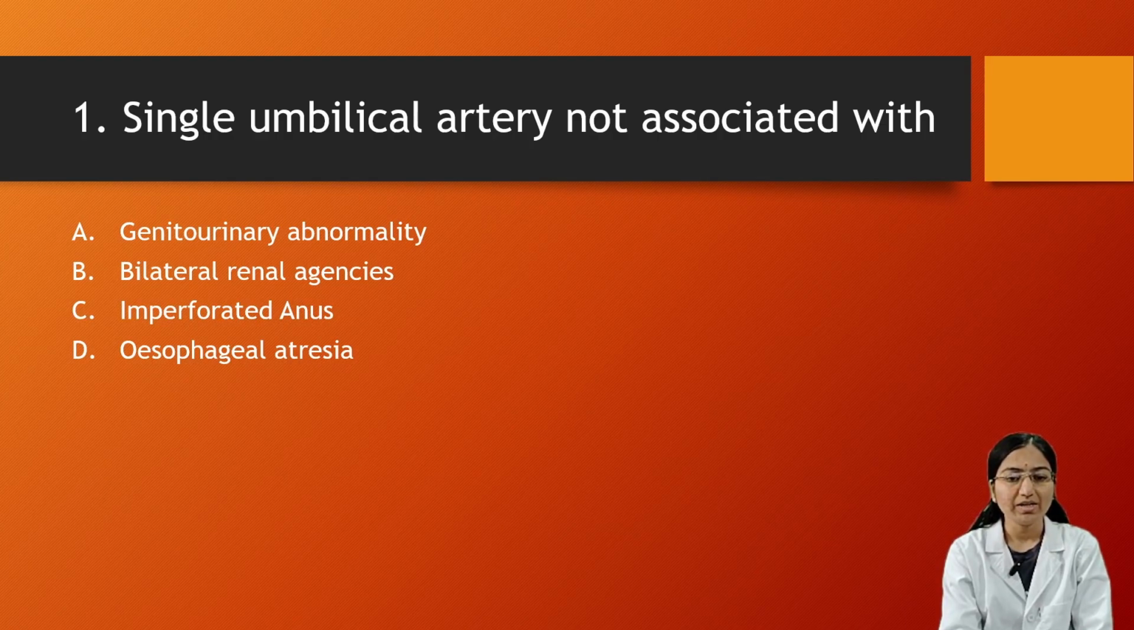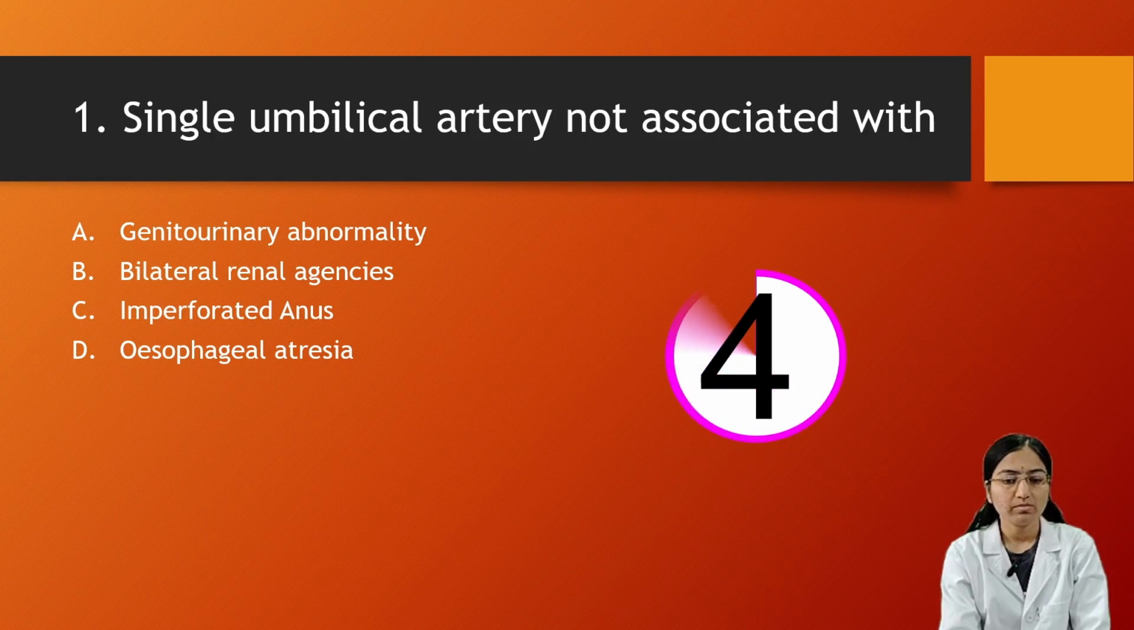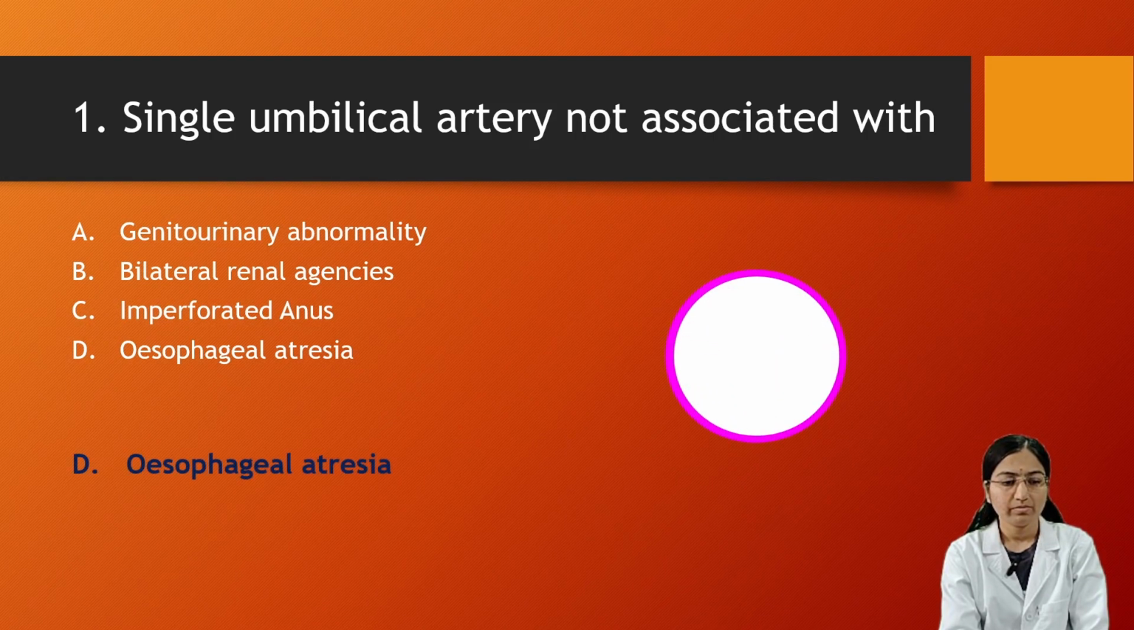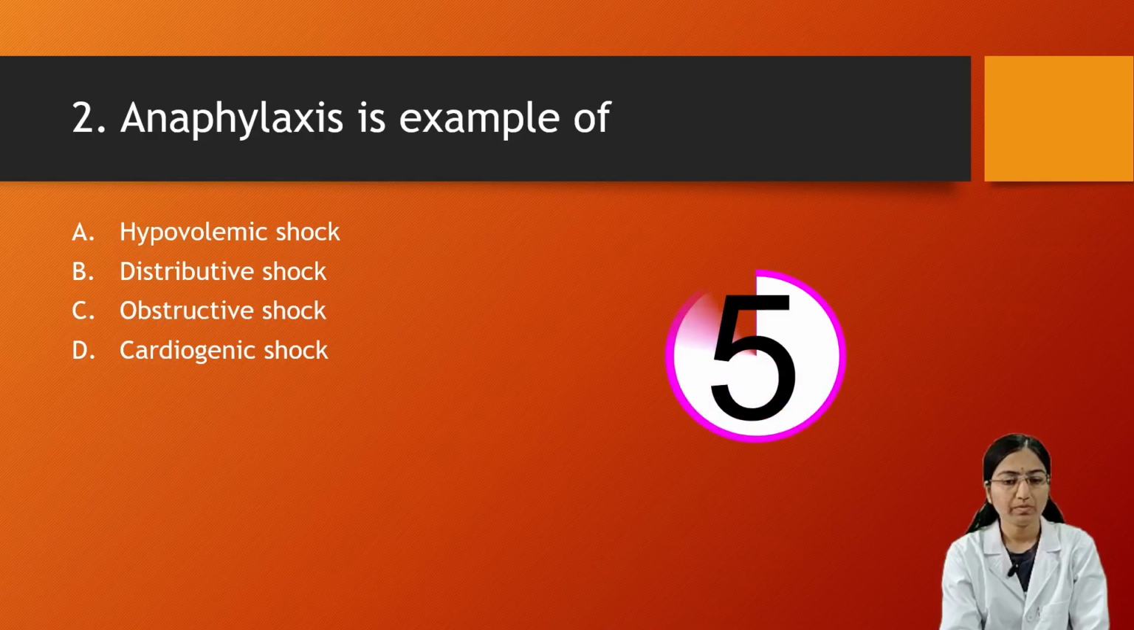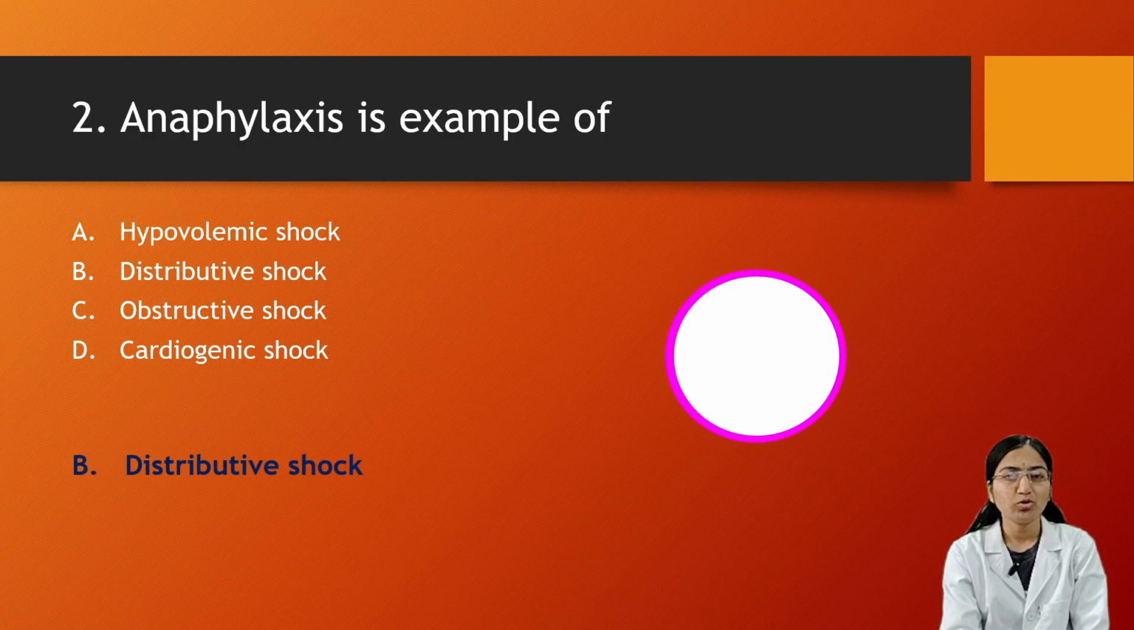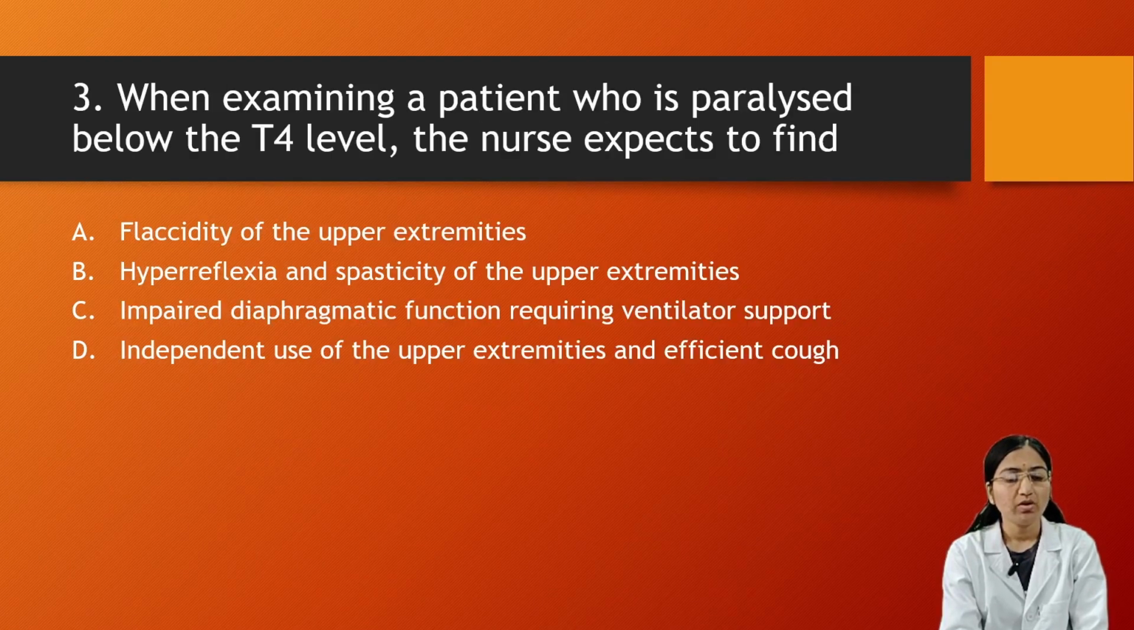Single umbilical artery is not associated with. Options are here. Esophageal atresia. Next question. Anaphylaxis is an example of distributive shock. Next question. When examining a patient who is paralyzed below the T4 level, the nurse expects to find.